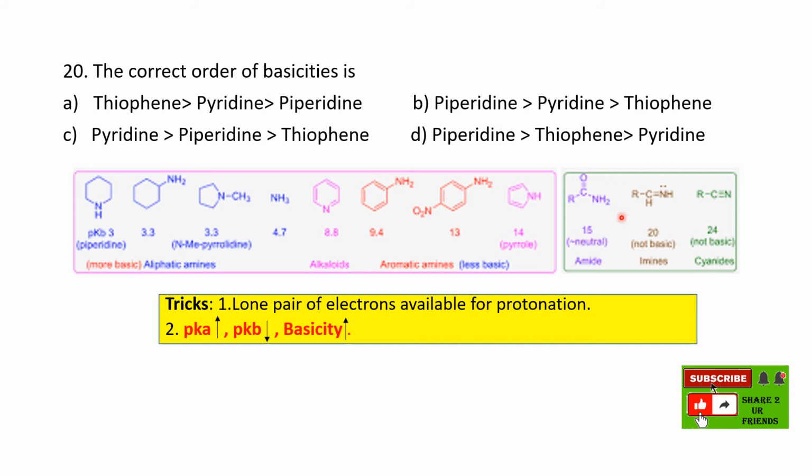This is an amide, a neutral compound, and the pKb is 20. This is not at all basic. This is an imine, and this is a cyanide compound, 24. These are all not at all basic.